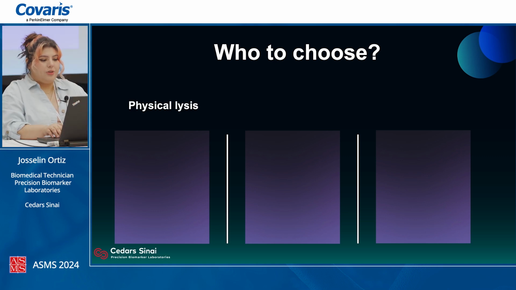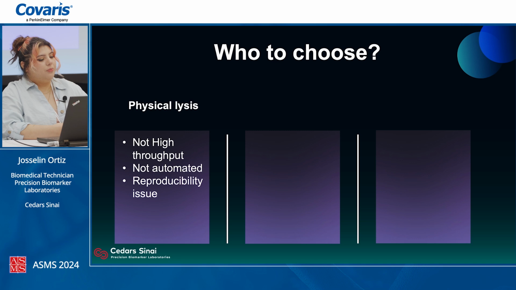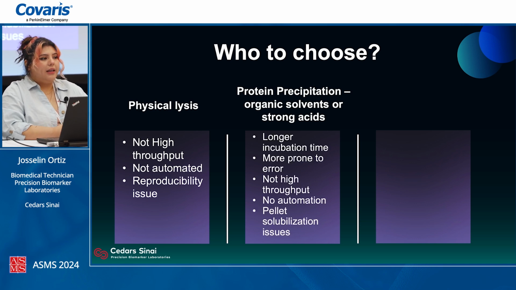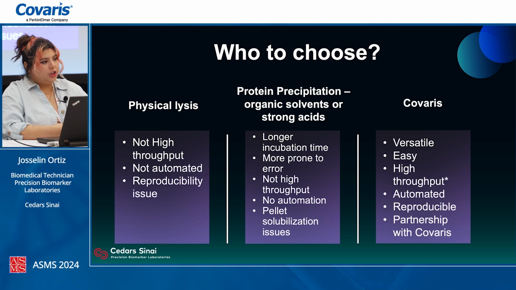First, we tried a physical lysis. However, we found it to not be high throughput or automated, and we had issues surrounding reproducibility. Next, we tried a protein precipitation method. However, we had longer incubation times, more areas for error to occur, it was not high throughput or automated, and we had issues with pellet solubilization. And lastly, we tried Covaris, and we found it to be more versatile and easier to use. It had the capability of being high throughput and automated. We found good reproducibility, and we also had a good partnership with Covaris, where Samir was really able to help us figure out methods and answer any general questions or issues that we had.